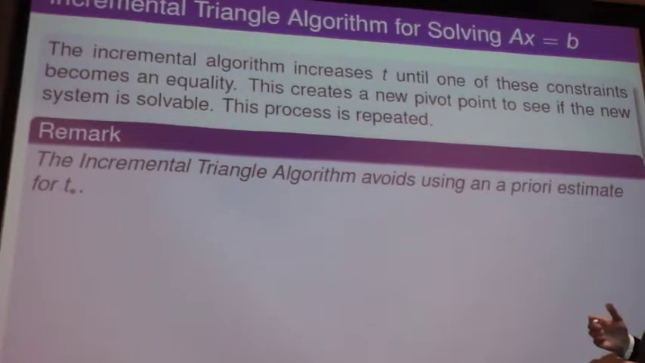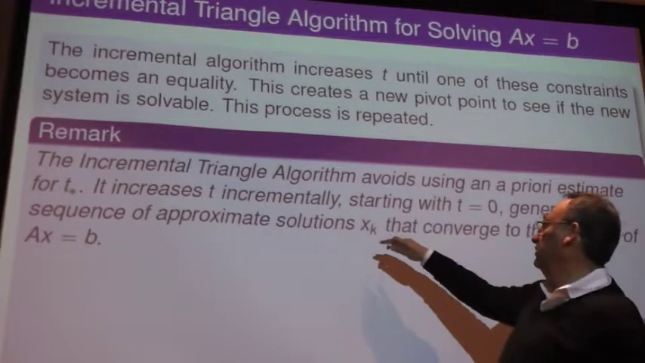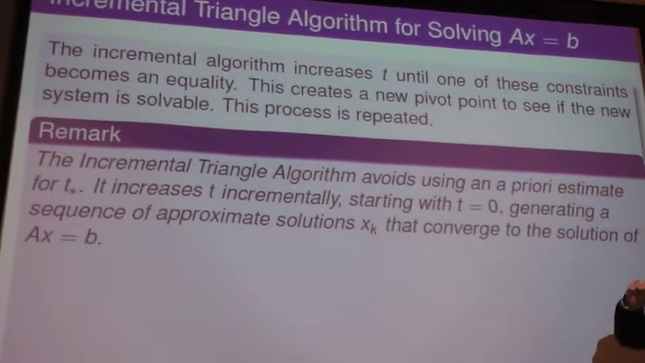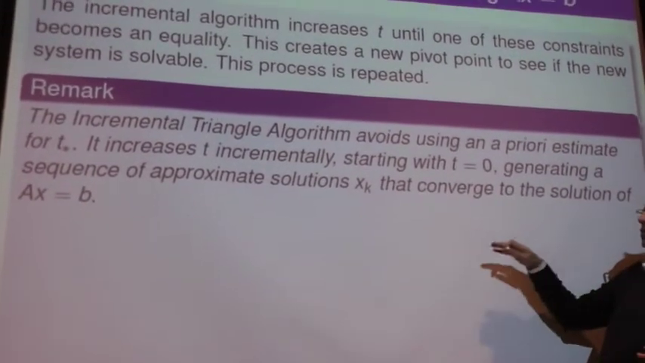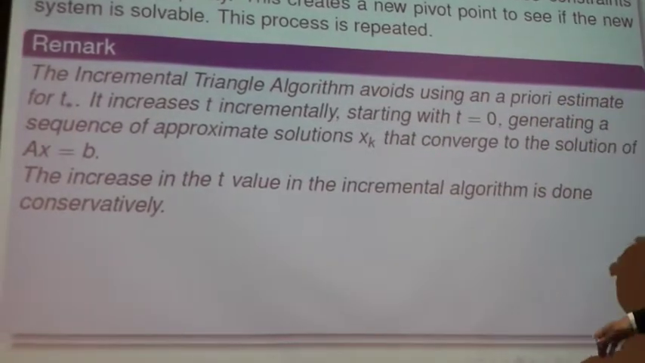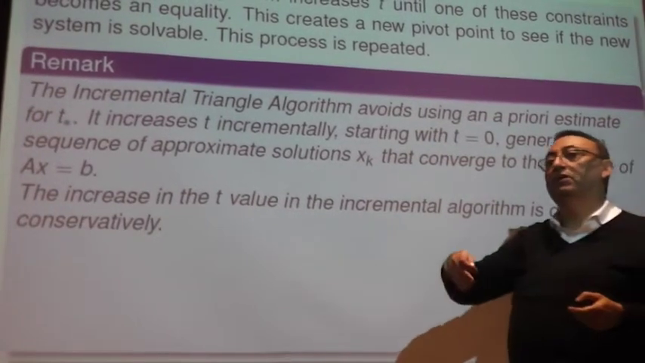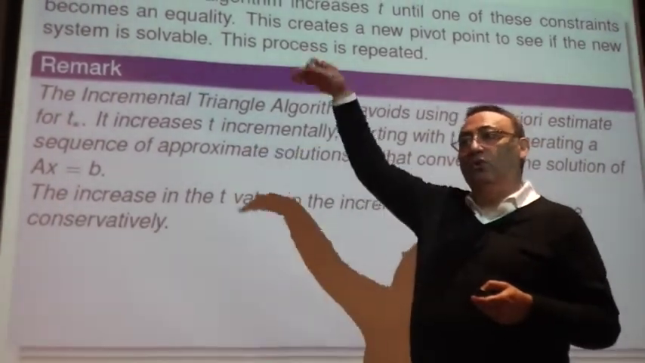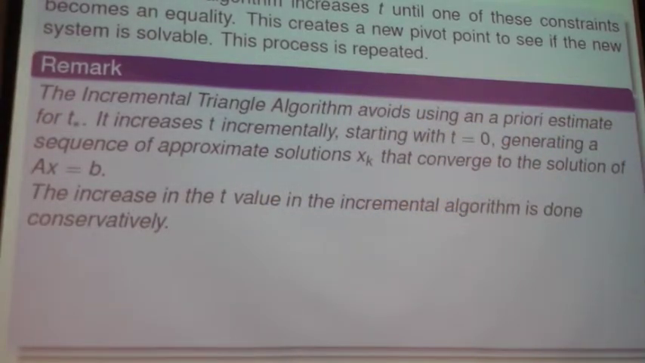The process is repeated. And some remarks: the incremental algorithm avoids using an a priori estimate of t star. It increases t incrementally, starting with t equal to 0, generating a sequence of approximate solutions that converge to the solution of Ax equals b. The increase in t value in the incremental algorithm is done conservatively. You could say, okay, pick t equal to 1, double it to 4, and so on. You can do it that way too, but that would be another alternative.